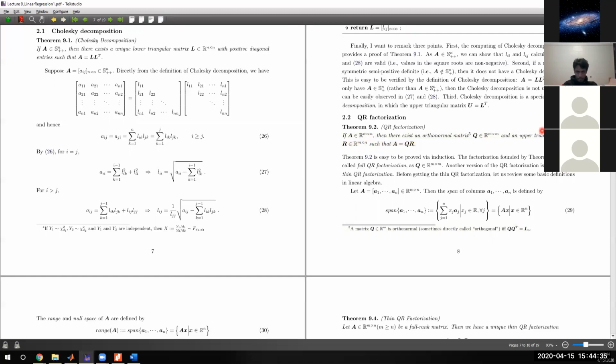Okay, so with R an upper triangular matrix, A equals QR. What does it really mean? Let's have a look at an example.